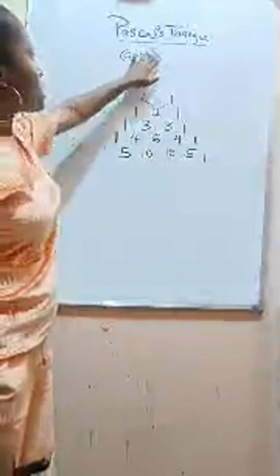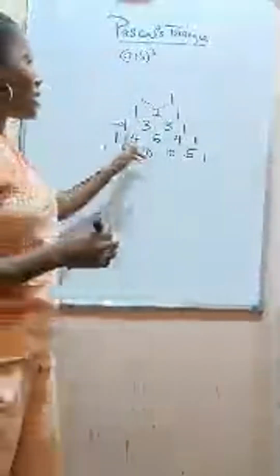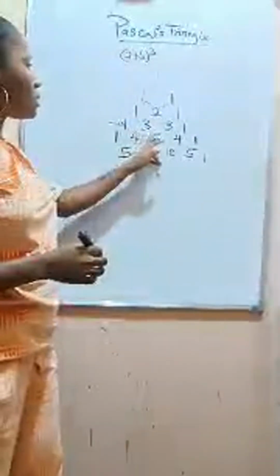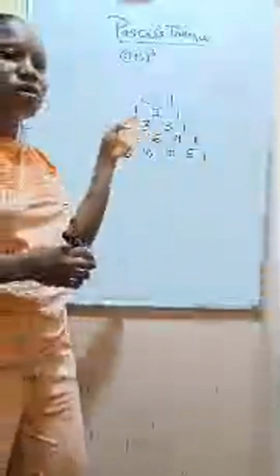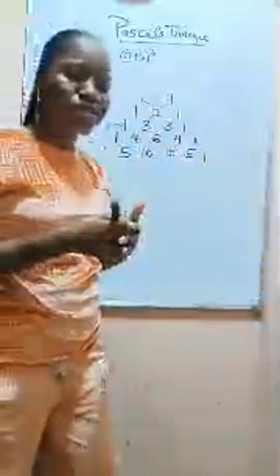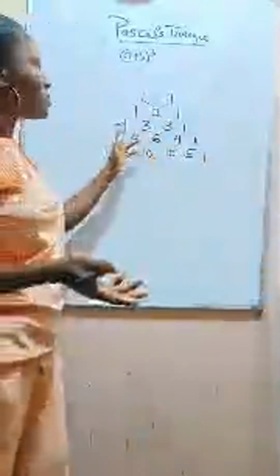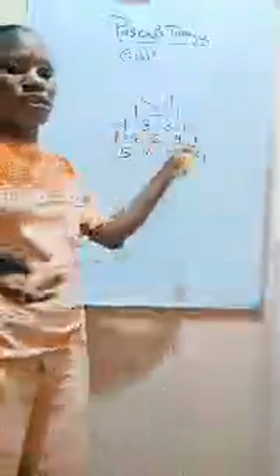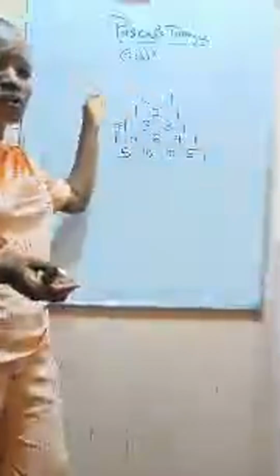Now (a + b) to the power of 3, that means we need this particular line. The coefficients are 1, 3, 3 and 1. 1, 3, 3 and 1. So the question now is, how do we use these coefficients? Because this forms the coefficients of our expression.